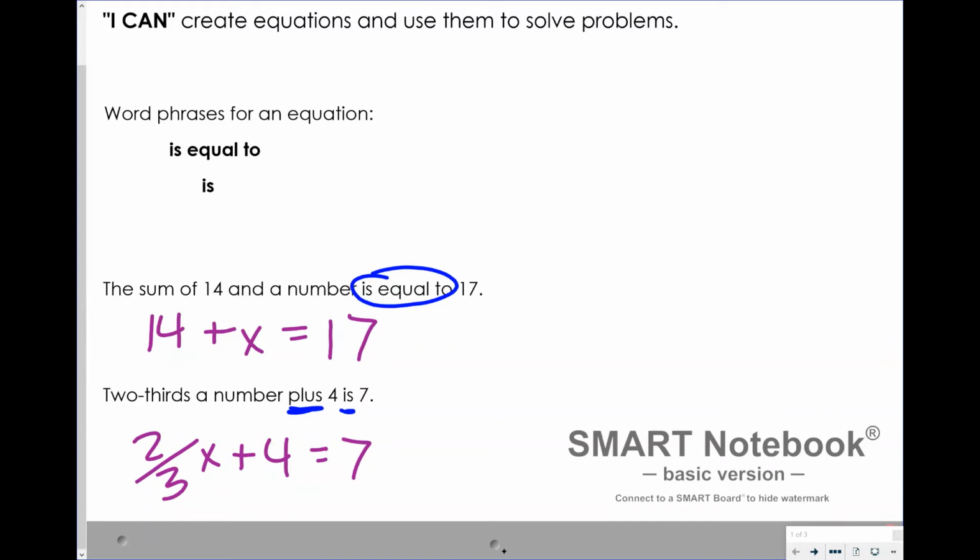All right, you guys copy those down. And we're going to move on. We're going to move to our first word problem.